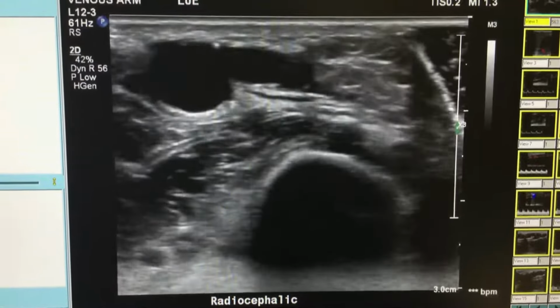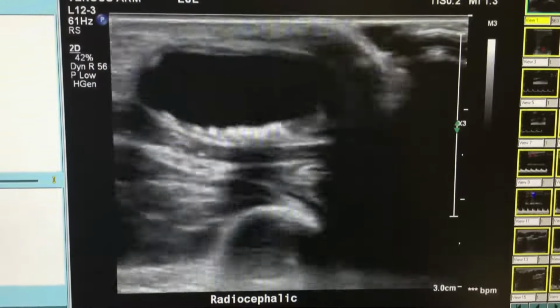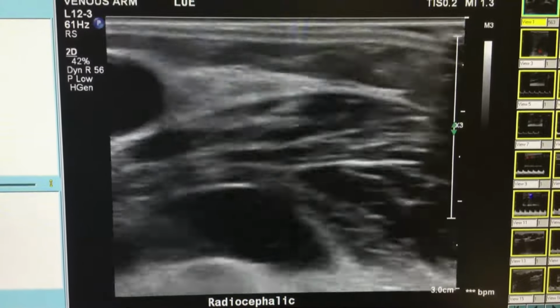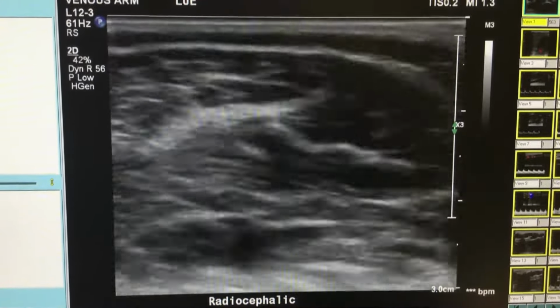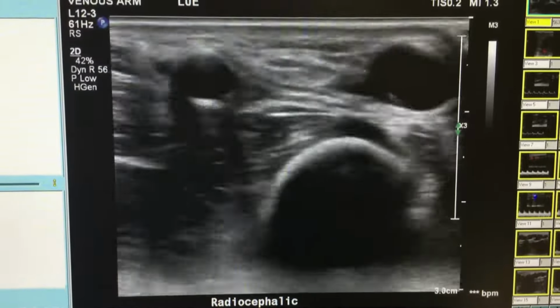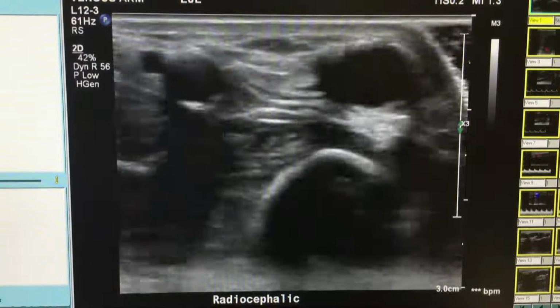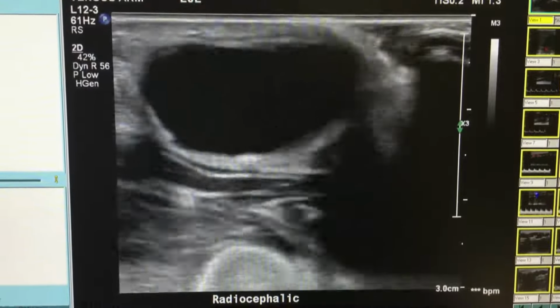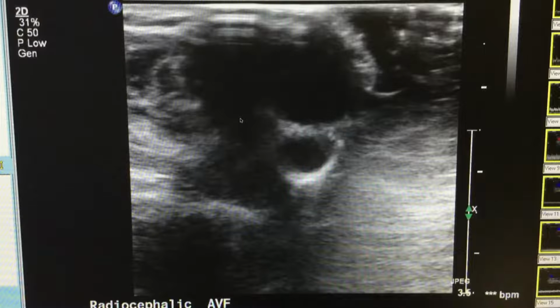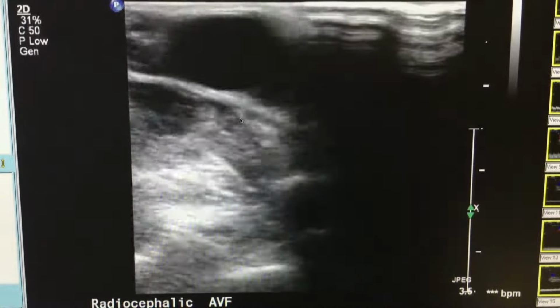But this 2D grayscale sweep from the anastomotic area up to the next joint, so whether that's from the wrist up to the elbow, from the elbow up to the shoulder, inside of the arm, whatever that is, that 2D scale sweep can really be informative in terms of what's going on.